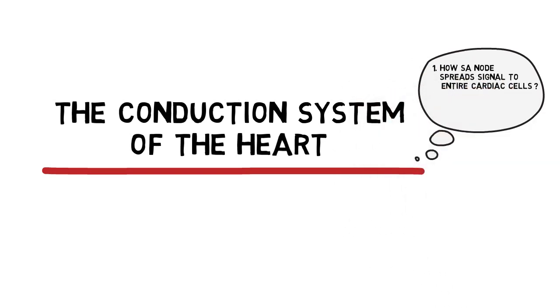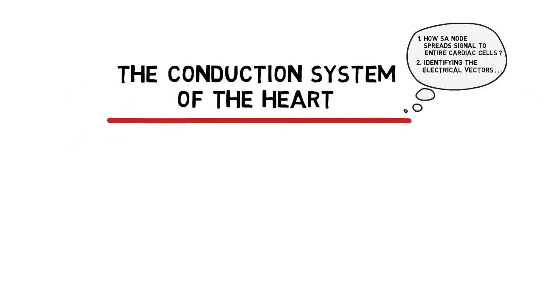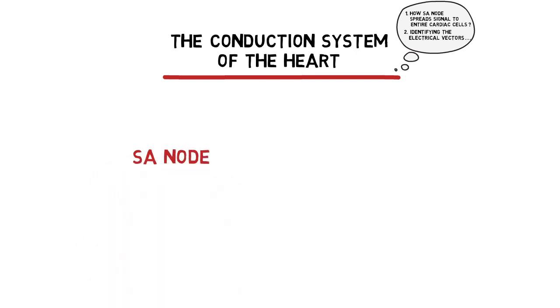Since ECG is built on fundamental principles in physics, we can't really understand ECG without knowing this. Knowing how the signal is conducted throughout the heart also means identifying the electrical vectors. Other rhythmic abnormalities of the heart are also built upon this knowledge. Let's begin with the source of the signal, that is our normal pacemaker, the SA node.